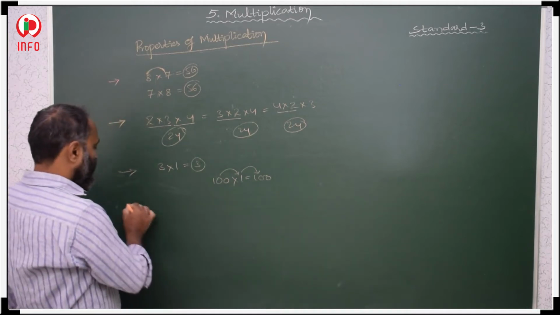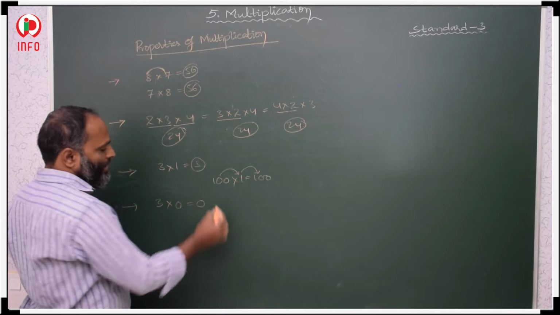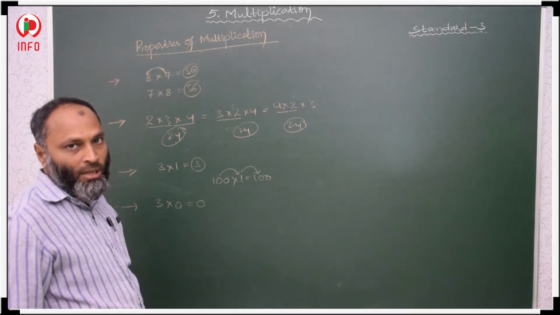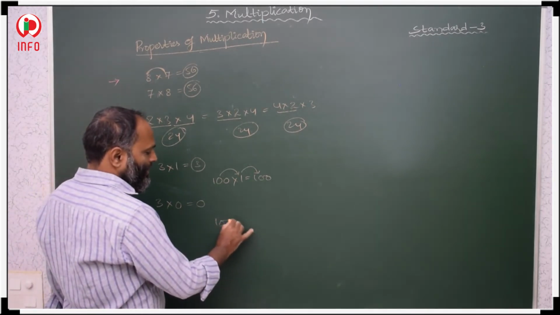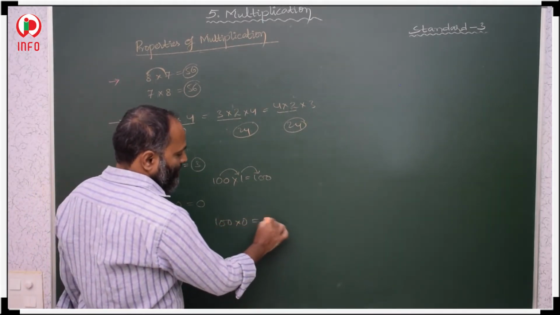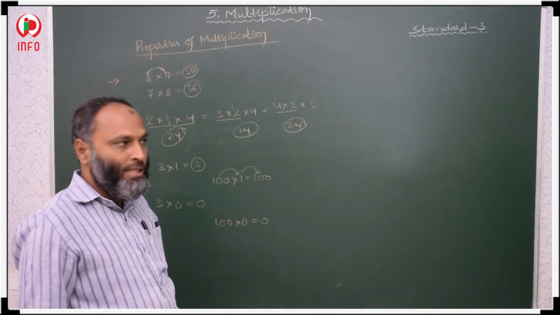Then the next, the fourth one. If a number is multiplied with 0, the answer is 0. 3 multiplied with 0, the answer is 0. Suppose 100 is multiplied with 0, the answer is 0. If any number is multiplied with 0, the answer is 0.